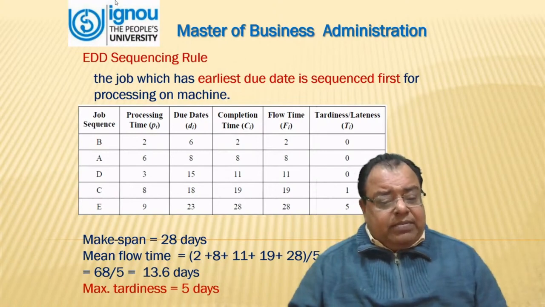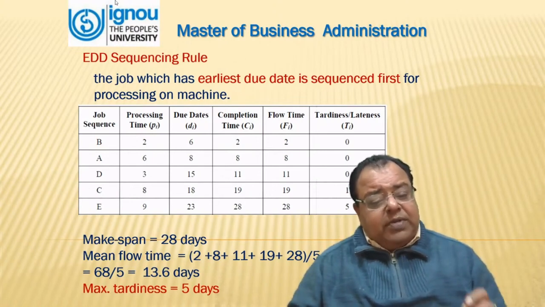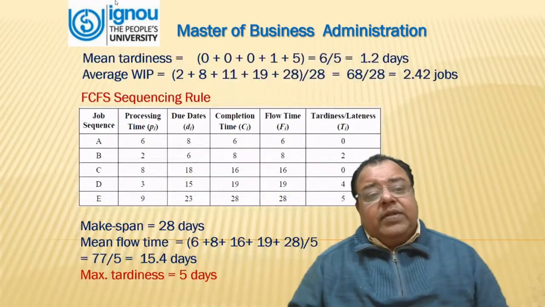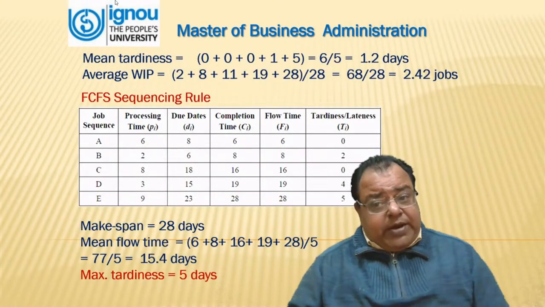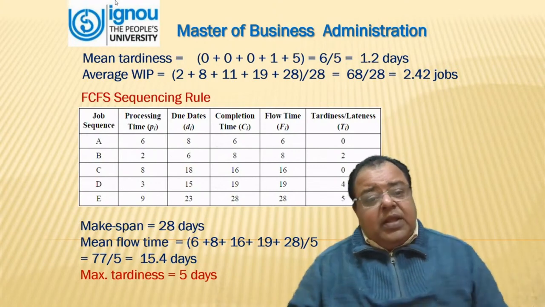The makespan is 28 days. Mean flow time comes out to be 13.6 days, and maximum tardiness is 5. Mean tardiness is 1.2 days. Average WIP is 2.42.